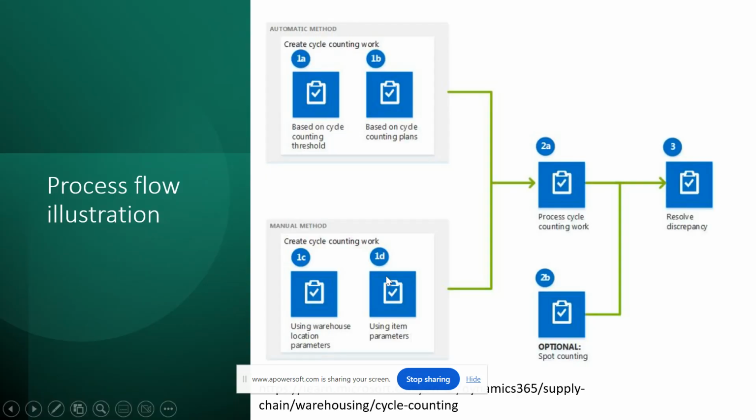This is a process flow chart illustration which I saw on the cycle counting Microsoft Learn page. Basically, you can create a cycle counting work based on a cycle counting threshold or based on cycle counting plans. And to make sure that cycle counting is created using item parameters and various location parameters, that's also what we saw. By combining these two, we need to process the cycle counting work, and this work needs to be processed using the mobile device, and you need to resolve any discrepancies. So this is how the overall process flow comes into the picture.